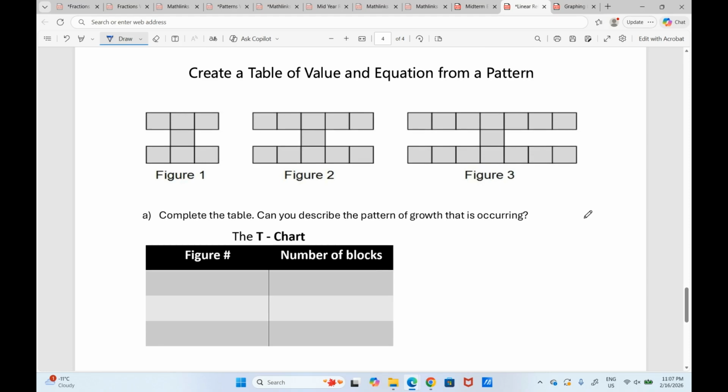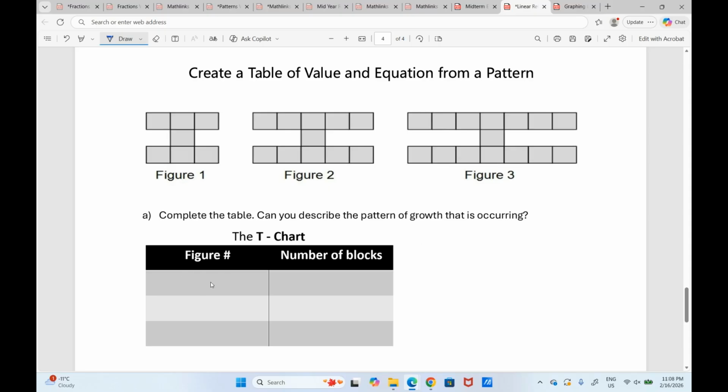Hi class, in this video I'm going to be talking about how to create a table of values and an equation from a pattern. So in this example I have a pattern where I have figures 1, 2, and 3 and the number of blocks in these figures. So I'm going to create a table of values based off of the figure number and the number of blocks. Okay, so let's start with that.